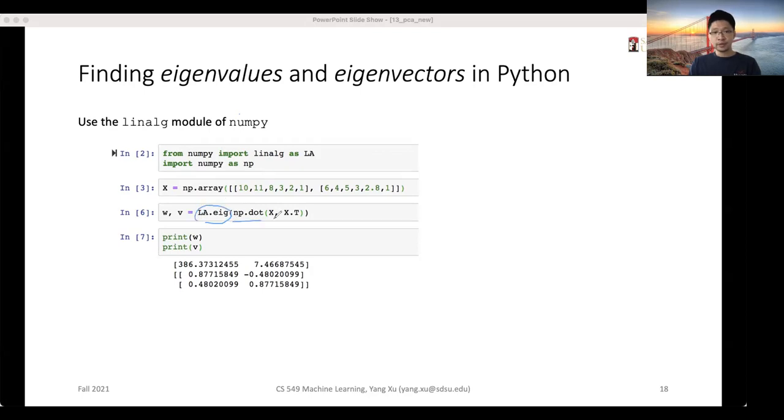So first of all, we need to compute the covariance matrix. The covariance matrix is like this: it's X times X transposed. The resulting eigenvalues and eigenvectors will be like this. The first lambda 1 is this value, and lambda 2 is a much smaller value, which means lambda 1 explains the vast majority of the variance. And the 2 vectors are also included here.